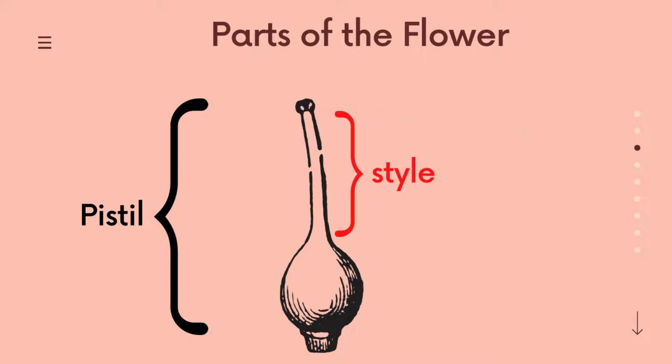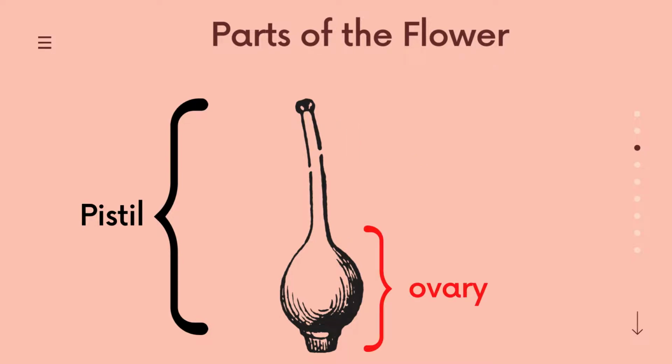Next is the style. This is the second part of the pistil, and it's shaped much like a stalk, and it supports the stigma and connects it to the ovary. Third, you have the ovary, that bulb-looking portion at the bottom of the pistil. The ovary is the part that holds all the ovules.